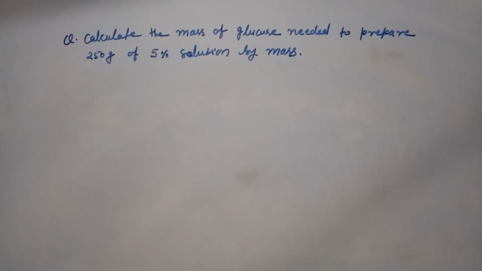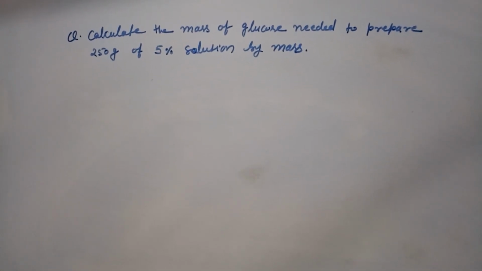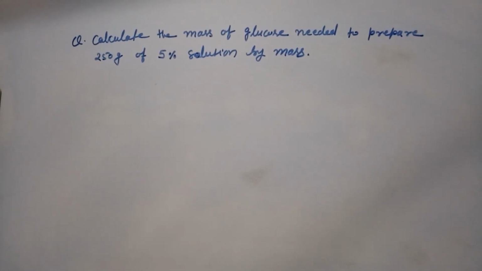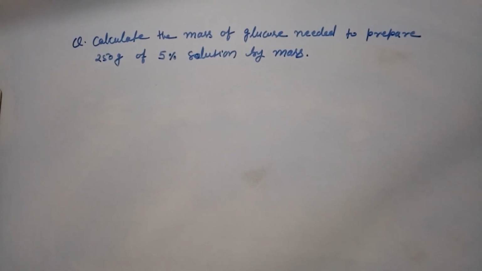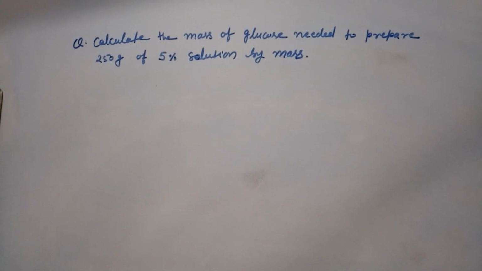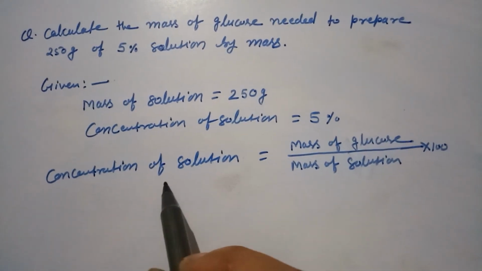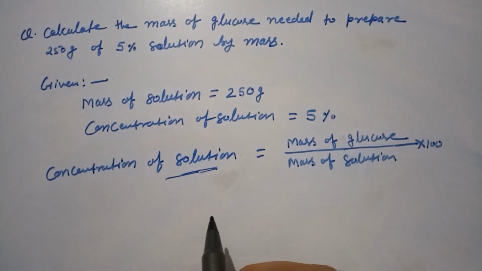Next question is: calculate the mass of glucose needed to prepare 250 gram of 5% solution by mass. In this question, you have to calculate the mass of glucose, which is a solute, and mass of solution is given as 250 gram, and the concentration of solution is also given, which is 5%. By using this formula, we can calculate the mass of glucose. So try to solve it.